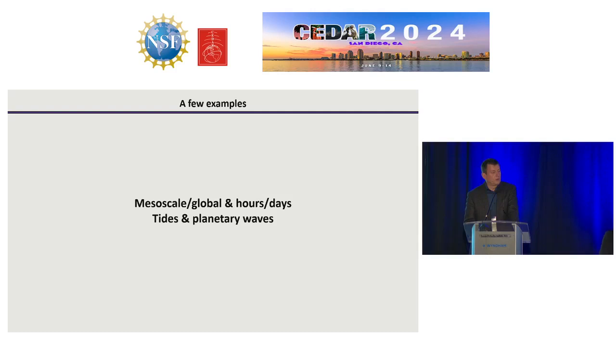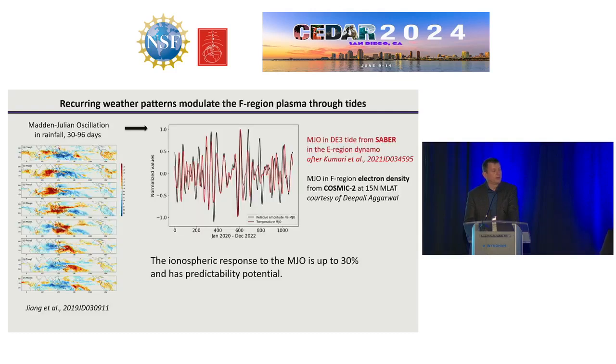So now moving on to mesoscale and global scales. This is an example from my own group, from my previous students and my current student, that looks into how atmospheric tides react to recurring tropospheric weather events. And the example here is the so-called Madden-Julian oscillation, which you see on the left. That's basically a 60-day oscillation in tropospheric convection and rainfall rates, which you see color-coded there.